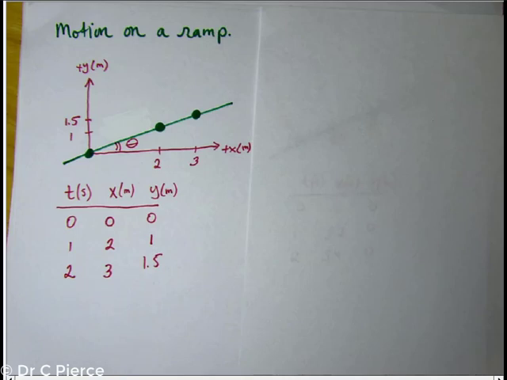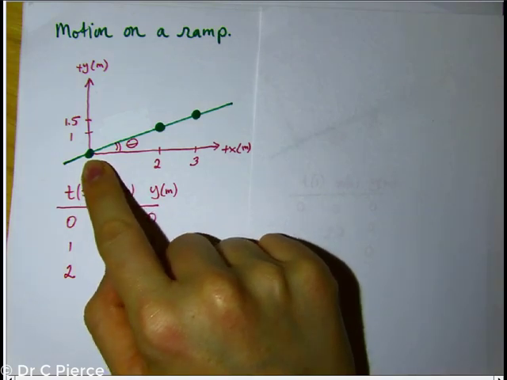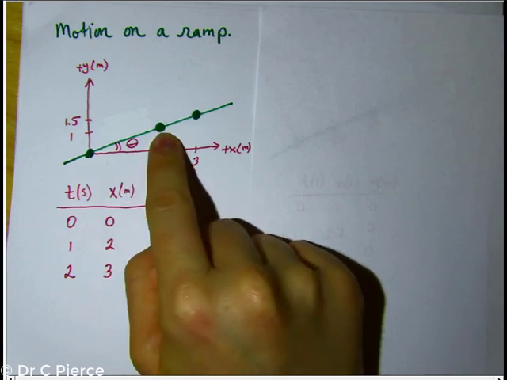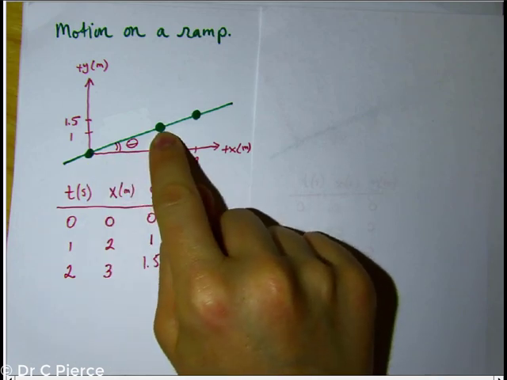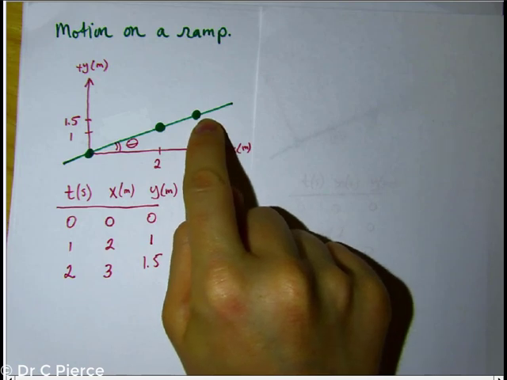So let's look at motion on a ramp. What I'm going to imagine is a cart, and let's say it starts out here at t = 0, and it's moving up the ramp. A second later, it could be here, and it's going to be slowing down because it's going up a ramp, and then it's going to be here at t = 2.